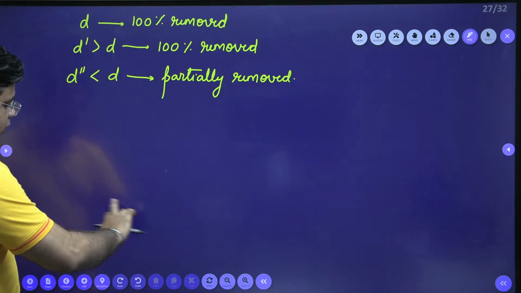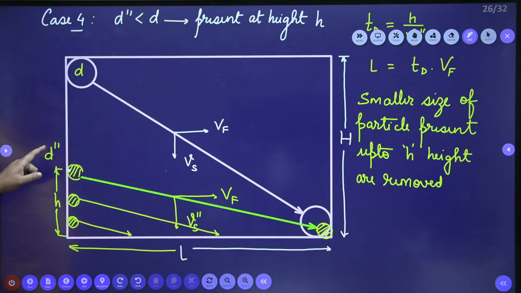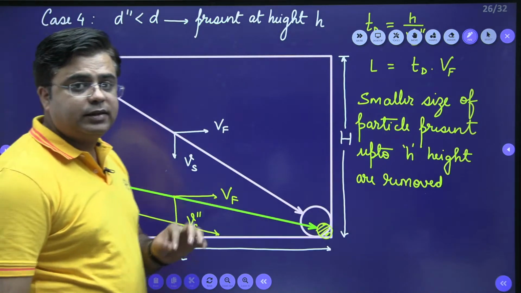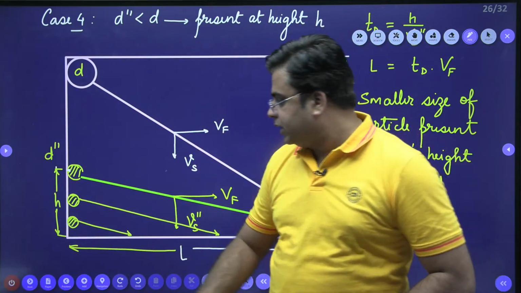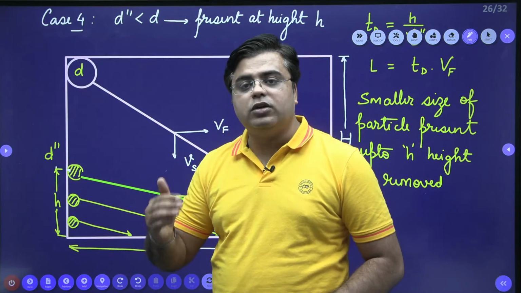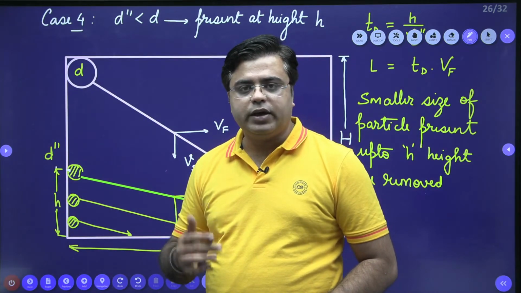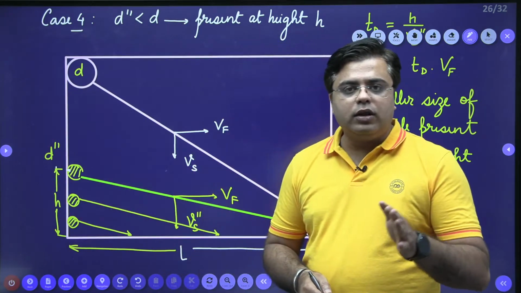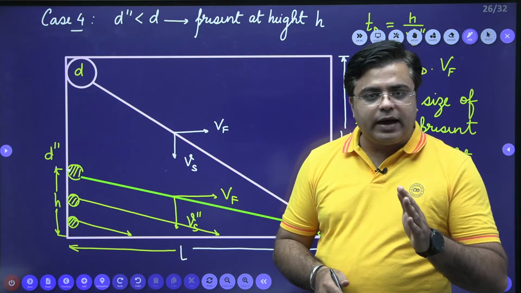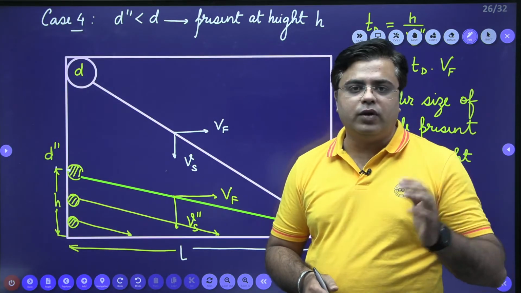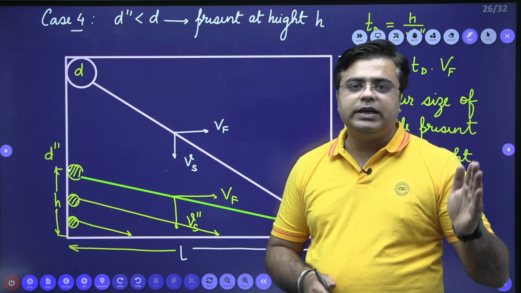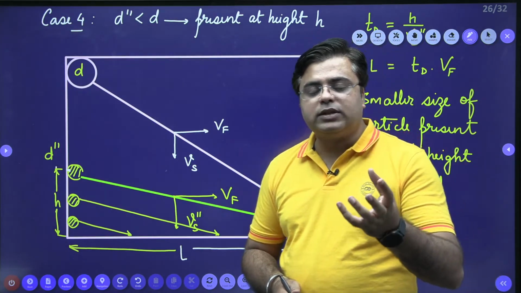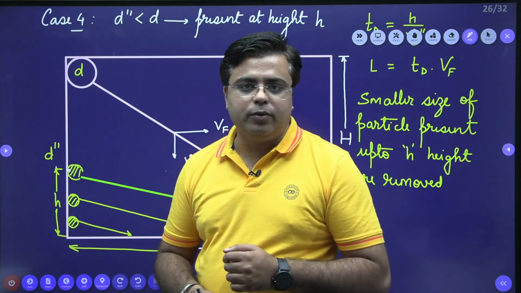Now this small h height is corresponding to the particle of size d double dash. As the size of the particle will change, this height small h will also keep on changing. Okay, that's why all the smaller size of particles, they have different percentage removal. Smaller size particle have different percentage removal, that is, how much percentage of smaller size of particle are removed.